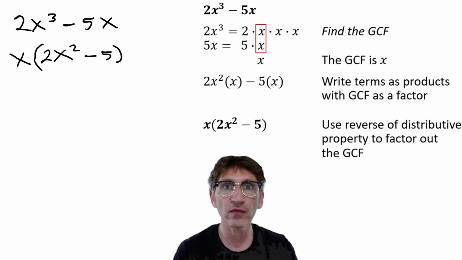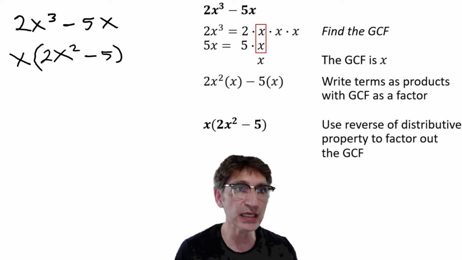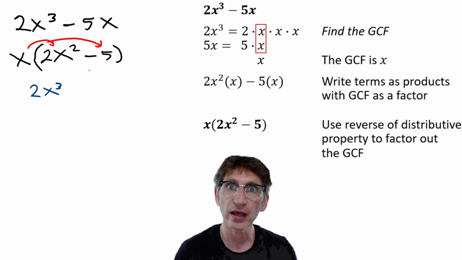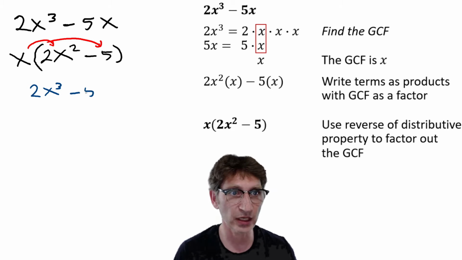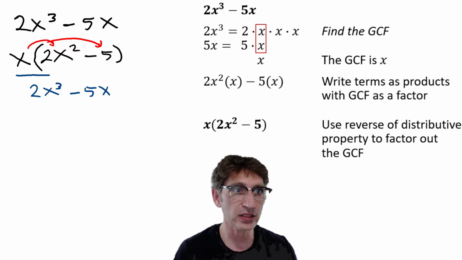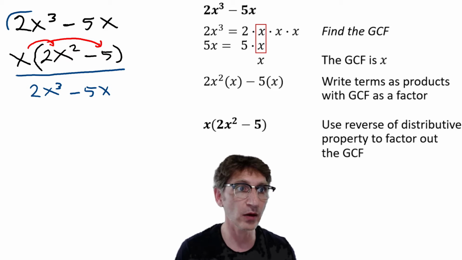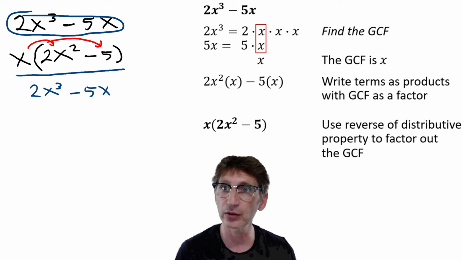The great thing about factoring polynomials is it's really easy to check your work. We're just going to reapply the distributive property to see if it works out. So I take my x, multiply it by 2x squared. Well, 2 times x squared is 2x to the third. That one checks out. X times negative 5, that's negative 5x. So x times, parentheses, 2x squared minus 5 is the factored form of this original polynomial. Excellent. Let's do another one.